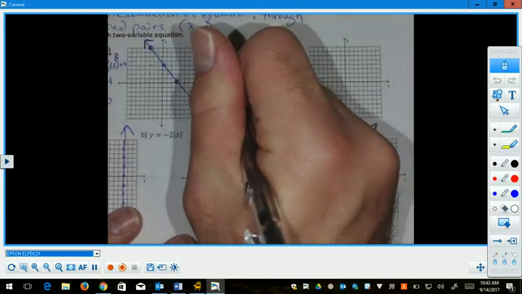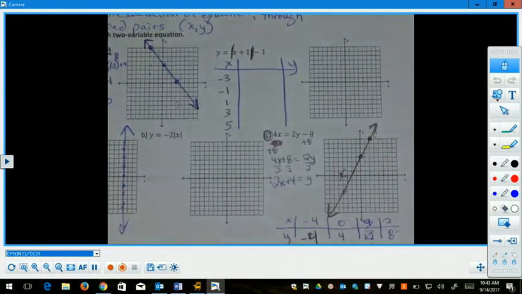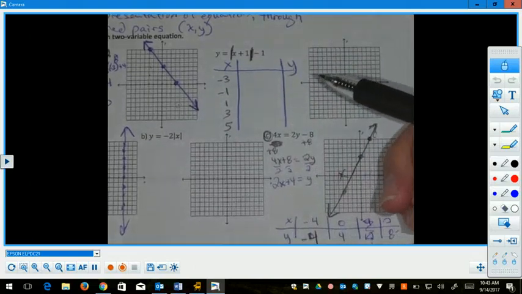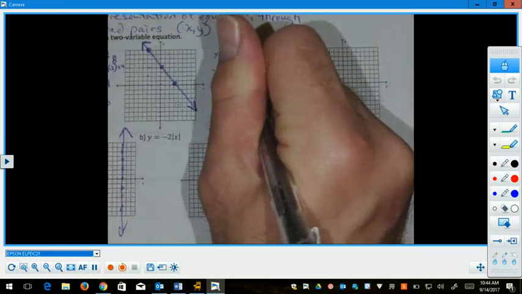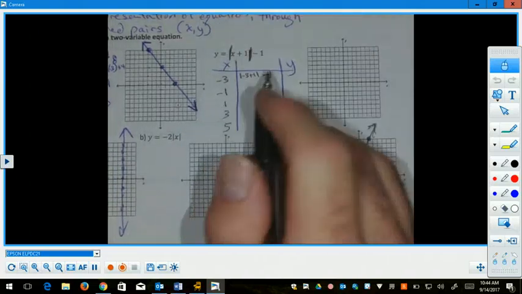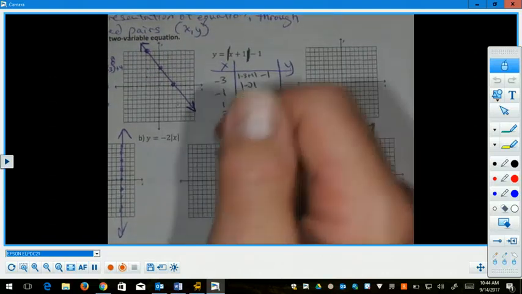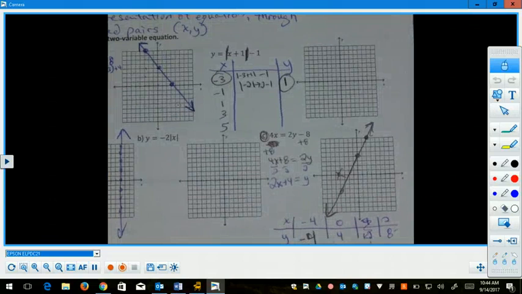So I picked -3, -1, 1, 3, and 5. I picked several points, because when there's an absolute value graph, it's not going to graph a line, it's going to graph something else. So I want to have several points to make sure I get what I'm expecting. When I plug -3 in, this is the absolute value of -3 plus 1. And -3 plus 1 is -2. What's the absolute value of -2? +2. Minus 1 is 1. So I have -3, 1 as one of my points.